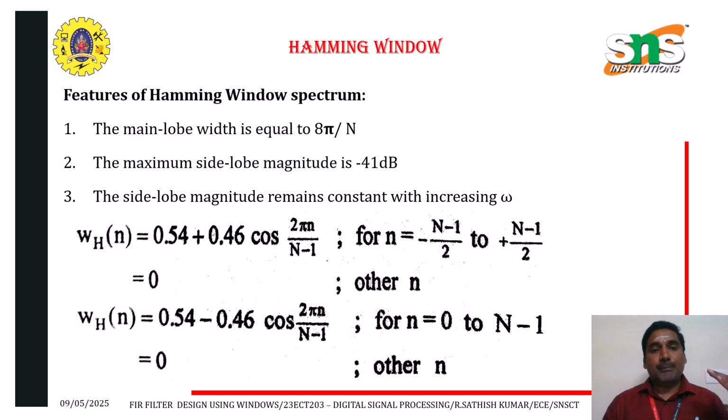Hamming window. The main lobe width is equal to 8 pi by N. The maximum side lobe magnitude is minus 41 dB. The side lobe magnitude remains constant with increasing omega.